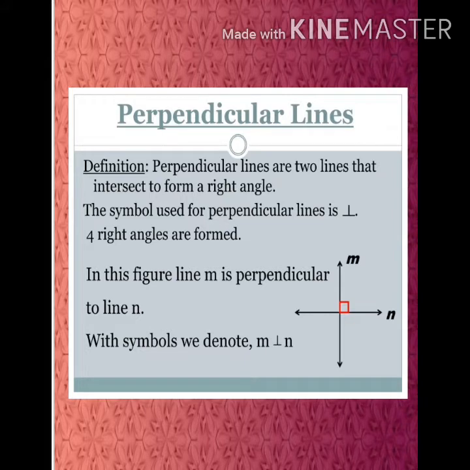Perpendicular lines are two lines that intersect to form a right angle, that is, an angle of 90 degrees. The symbol used for perpendicular lines is shown on your screen. There are a total of 4 right angles formed. Here, line M is perpendicular to line N.